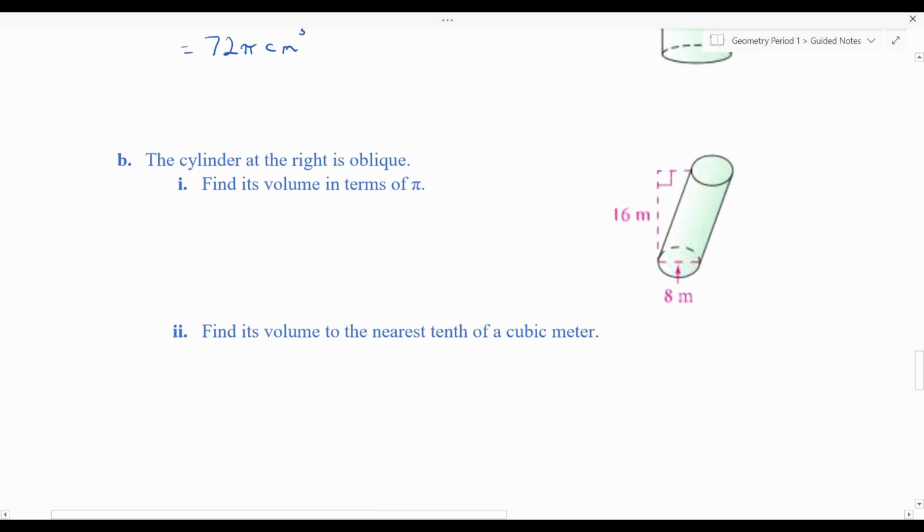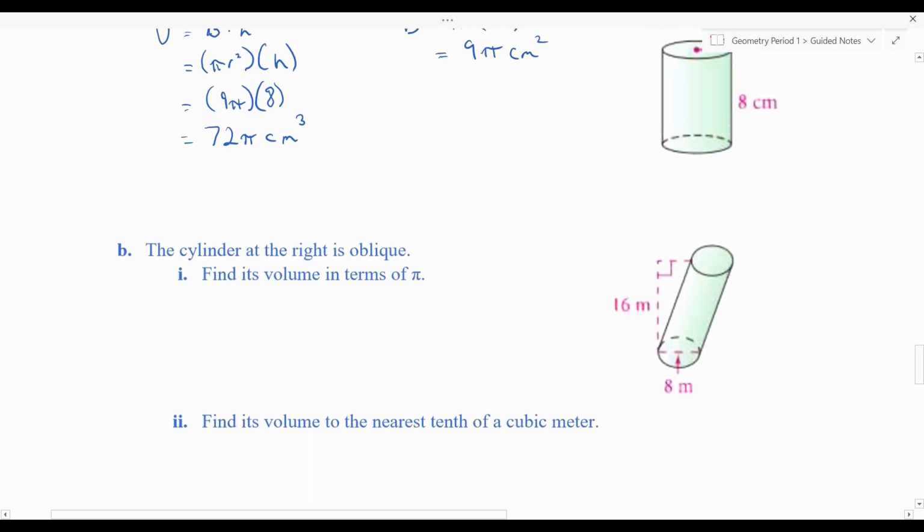Okay. Taking a look at the first part. Again, we're going to be using volume equals the area of the base times height. And we see that the base is a circle, and we need to use the radius. Well, they don't give us the radius, but they give us the diameter, right? So we know that the radius equals the diameter divided by 2. The diameter is 8, so 8 divided by 2 equals 4. So it's 4 meters.